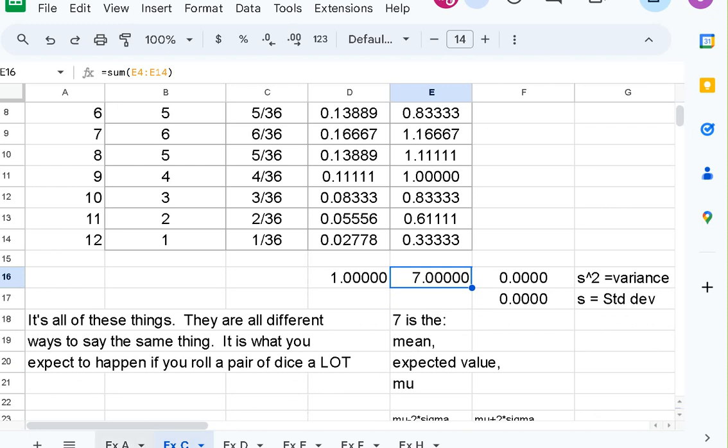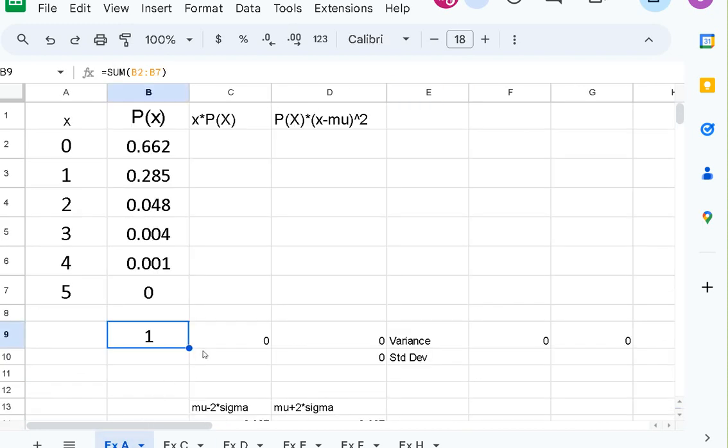Let's go back and do that for example A. Try and find the average for this distribution. And I don't have a nice application for it like I do the previous one. Try and find that expected value.